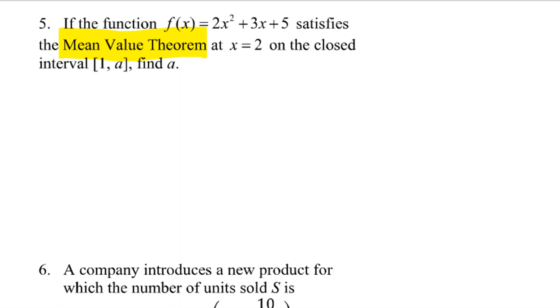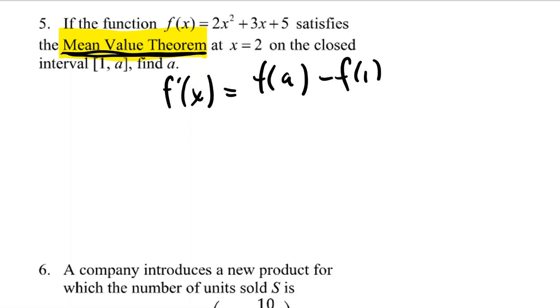Okay, so if you're having trouble getting started, then the best thing that you can do is say, all right, mean value theorem says this. Instantaneous rate of change, which is derivative, is equal to average rate of change, which is slope formula. And then start to figure out what are these things that you know, what things you don't know, and then that's going to push us in the right direction to find a.